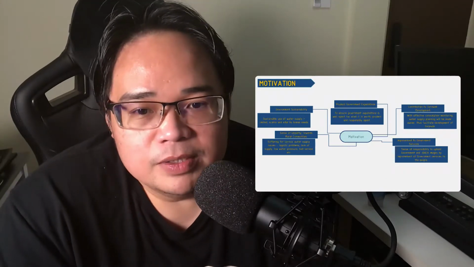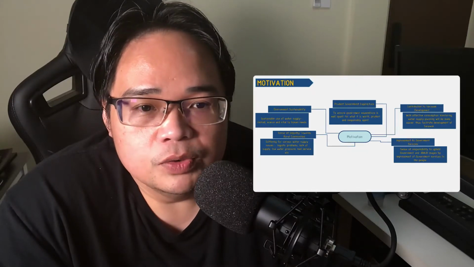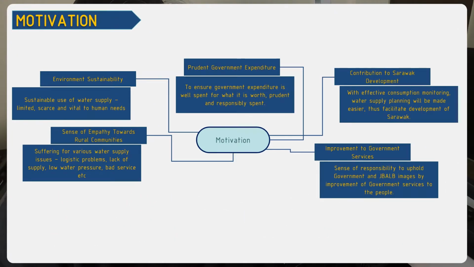And what motivates me to choose this topic? First, we would like to look into environmental sustainability, because we want to have sustainable use of water supply, which is limited, scarce, and vital to human needs. So a sustainable environment can be achieved through the use of clouds, whereby all the data can be stored and processed in the cloud. And we also would like to see prudent government expenditure, to ensure government expenditure is well spent for what it is worth, prudently and responsibly.